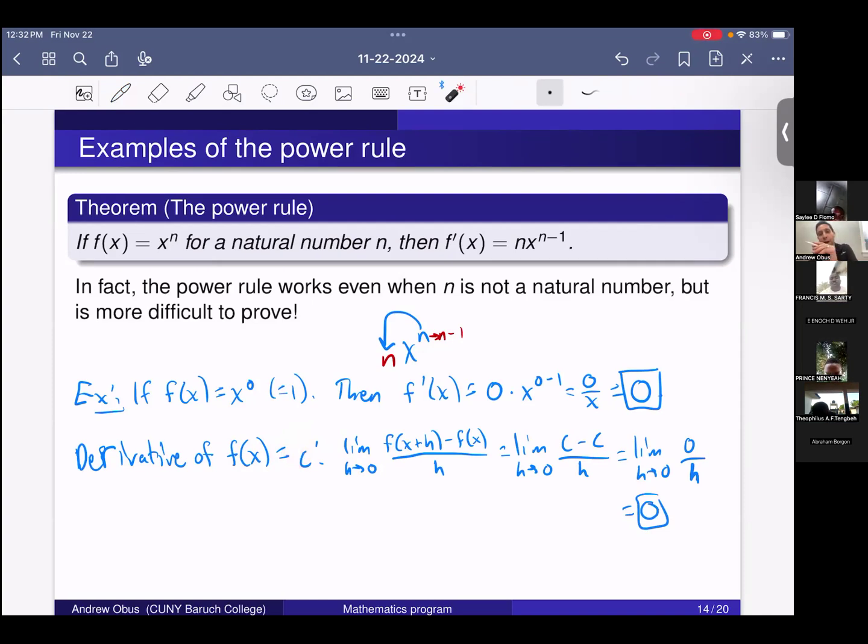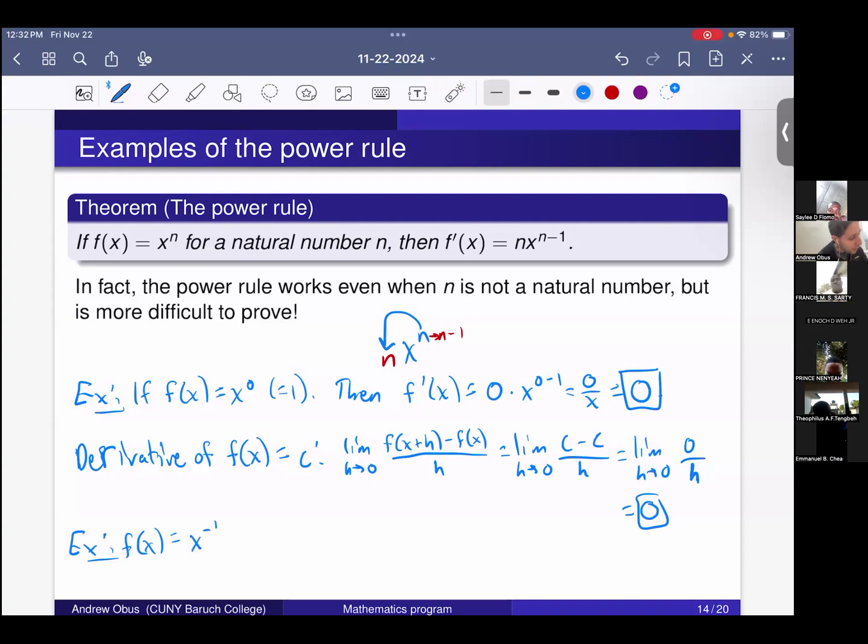That kind of makes sense because a constant function is a flat line. And remember, the derivative gives you the slope of the tangent line, so it's always going to be horizontal. It's always going to have slope 0. That's another way of seeing this. But the power rule also works. You can think of it as the power rule, and it gives you the right answer. So the power rule works completely well.